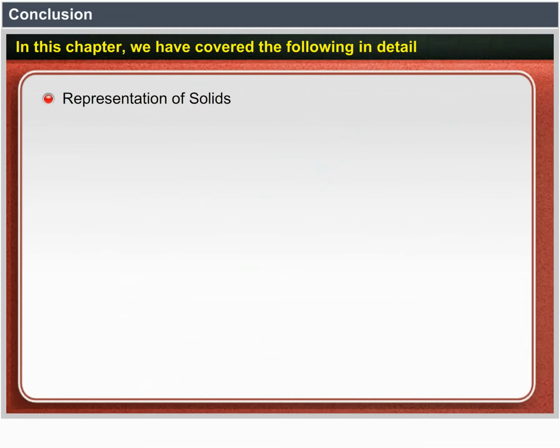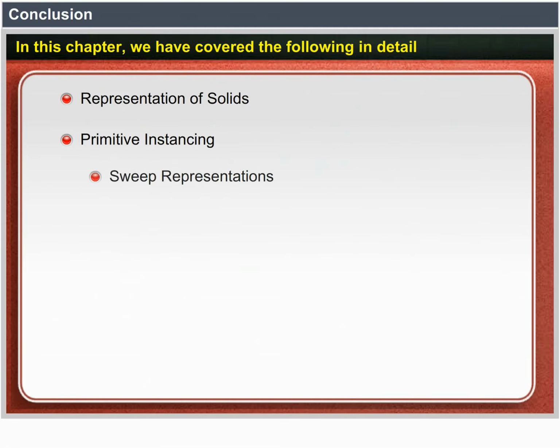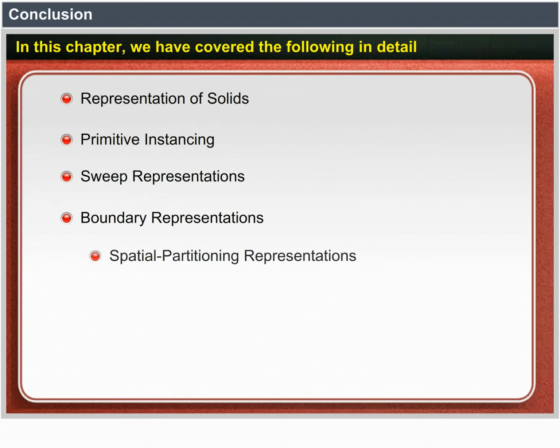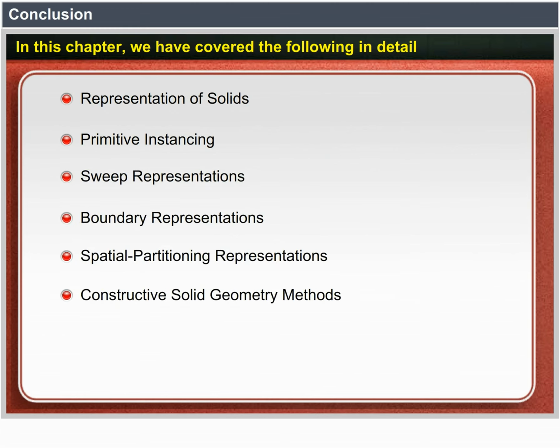In this chapter we have covered the following in detail: representation of solids, primitive instancing, sweep representations, boundary representations, spatial partitioning representations, constructive solid geometry methods, octrees, binary space partitioning trees.